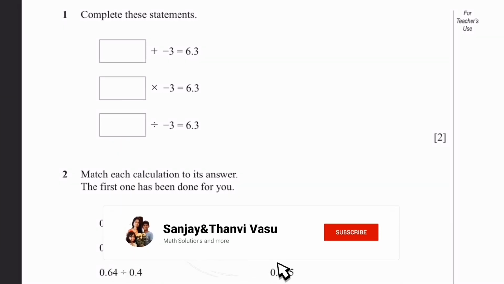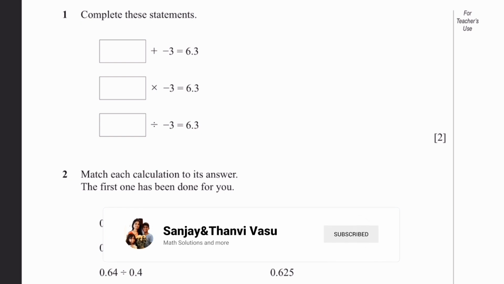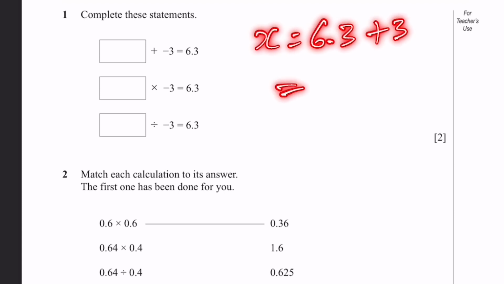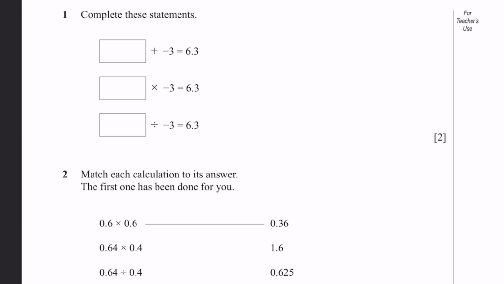Question 1. Complete these statements. Dash plus negative 3 is equal to 6.3. So let's name it as x. X plus negative 3 is equal to 6.3. Then x is equal to 6.3 plus 3 because it's reversed, which is equal to 9.3. And that's what we shall write as the answer.